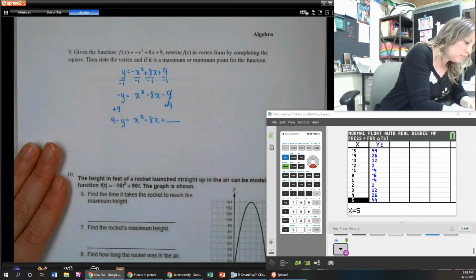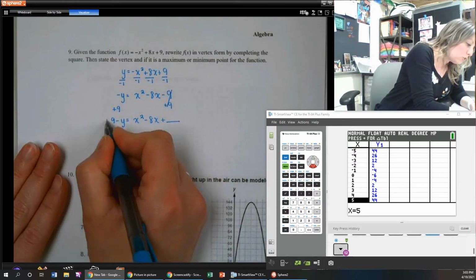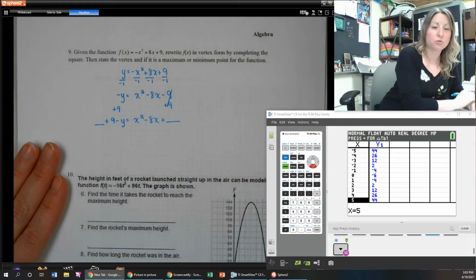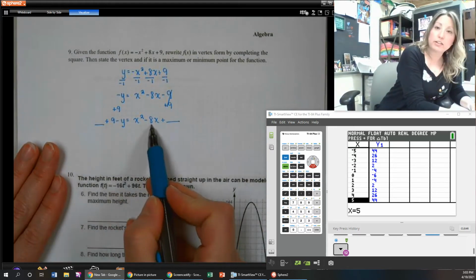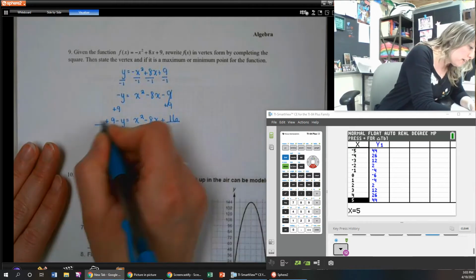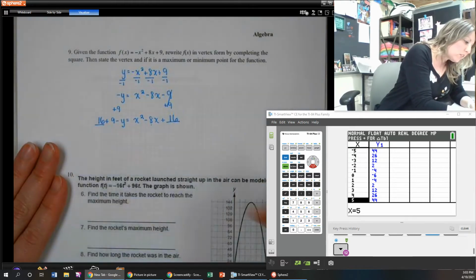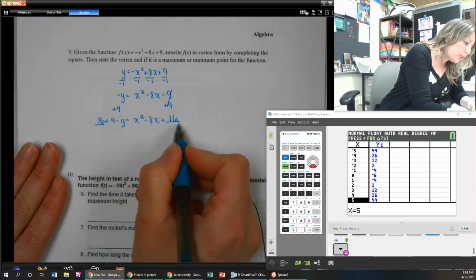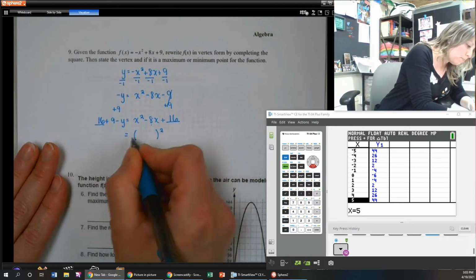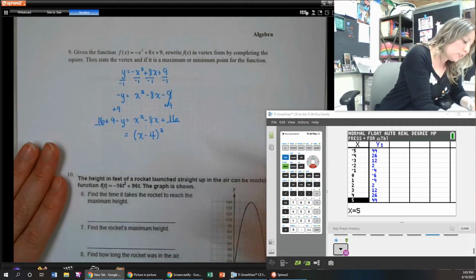Those have canceled. Move that guy over. And then I also want a plus blank over here because whatever I do to one side of the equal sign, I have to do to the other. -8 divided by 2 is 4, and 4 squared is 16. So that is my value on my blank. So now I have purposefully created a perfect square trinomial that factors to become x minus 4 in parentheses squared.